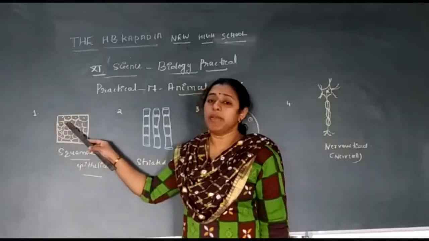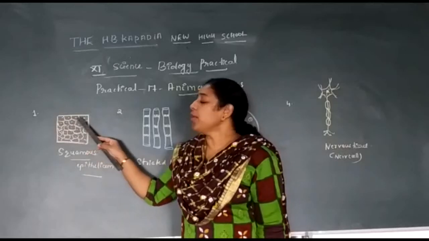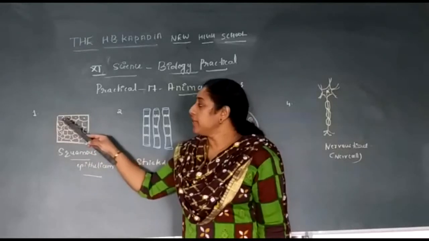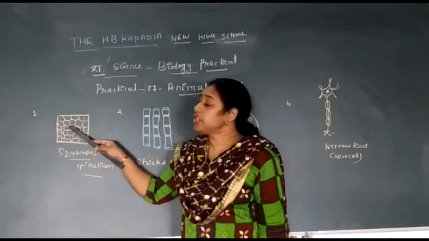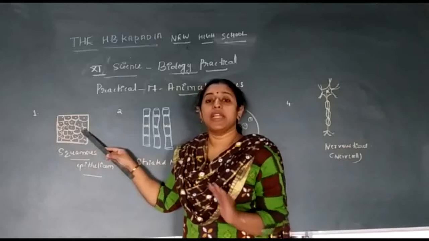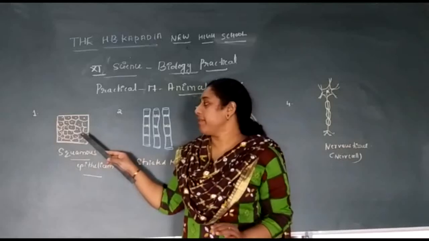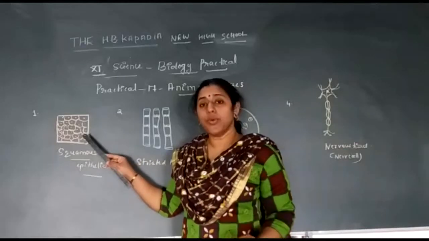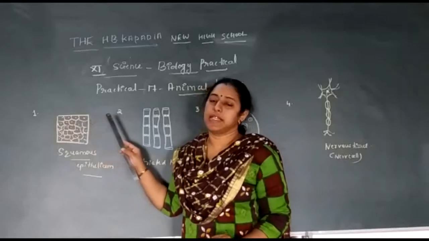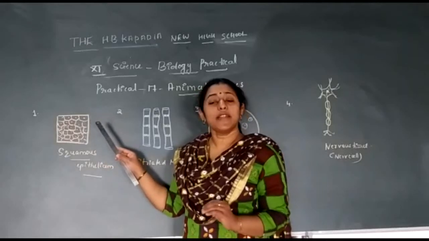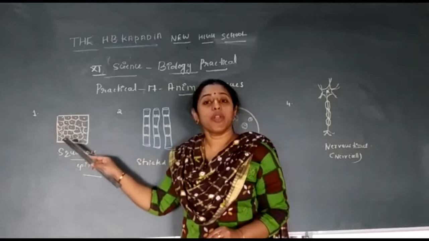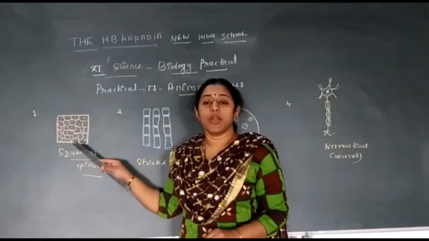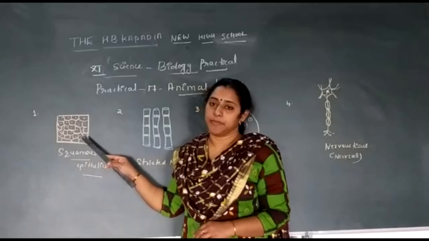It is normally made up of polygonal cells. How are the cells arranged? The cells are arranged edge to edge without any intercellular space. That means there is no gap between the cells. Why is there no gap? Because it is normally forming a protective covering over the organ or the body parts.